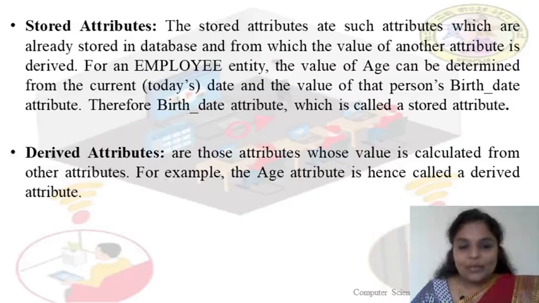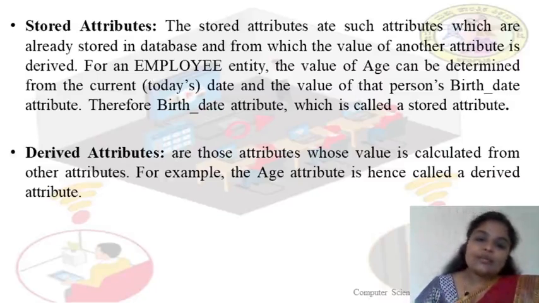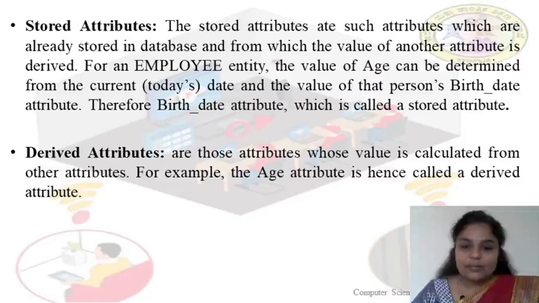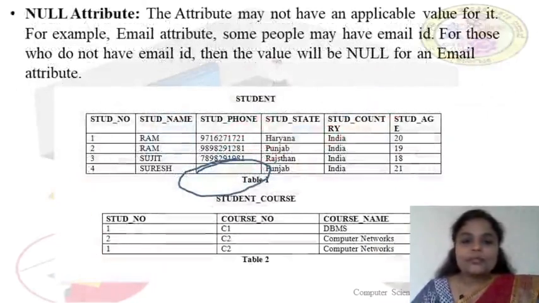By this time you might know the definition or at least the example for the derived attribute, I guess. So derived attributes are those attributes whose value is calculated from the other attributes. For example, the age attribute is called a derived attribute. Clear? Okay. And next we have the null attribute. First of all, what is this null attribute?